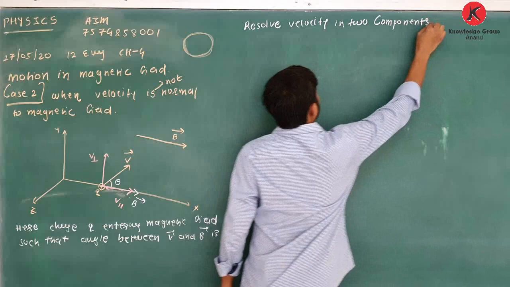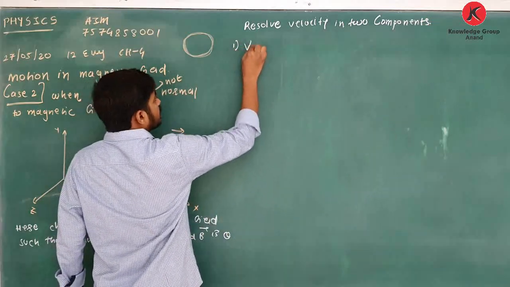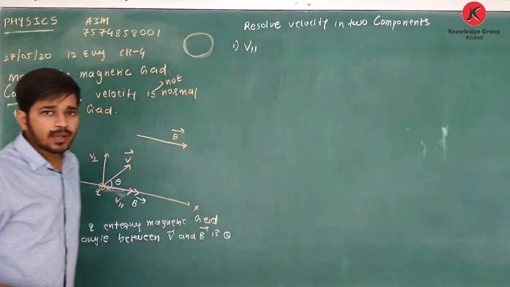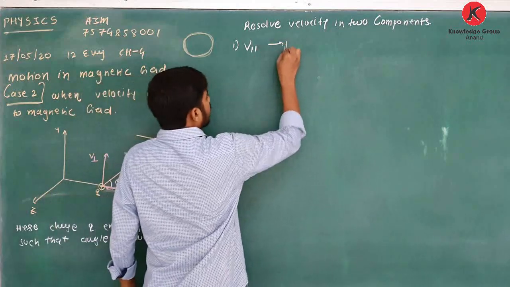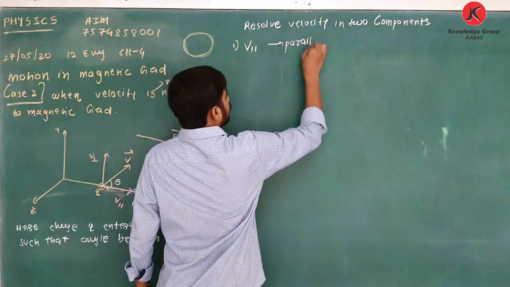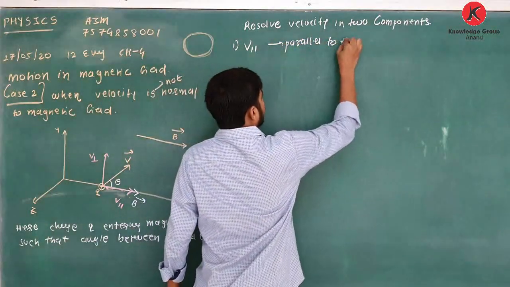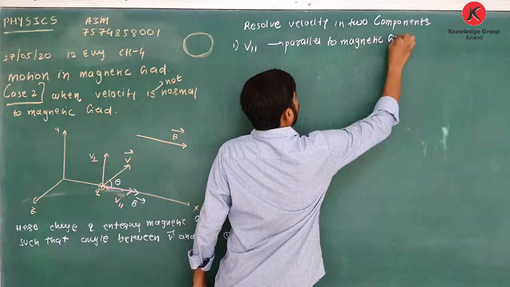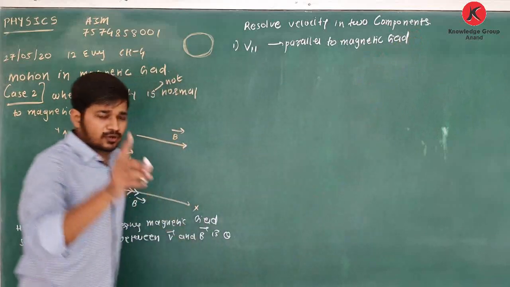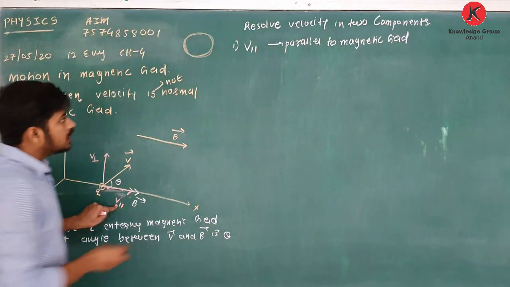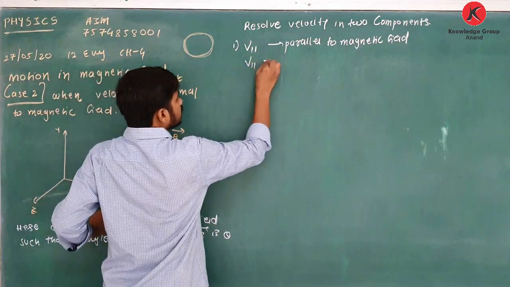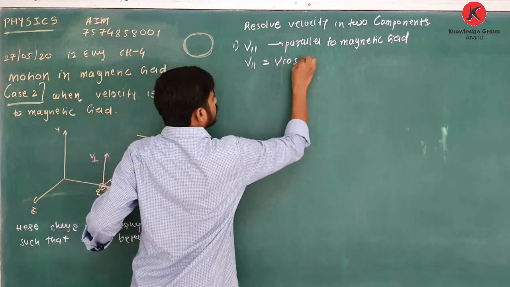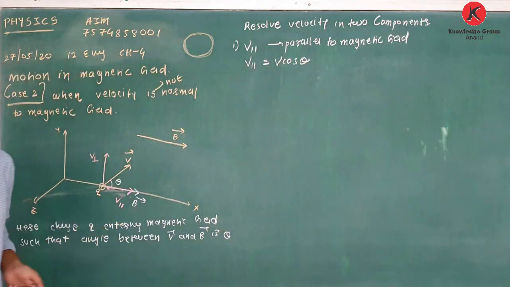First component, v parallel. It is parallel to the magnetic field. From the figure we can say this v parallel is equal to v cos theta. Yes or no? Yes, it is. Clear about this?